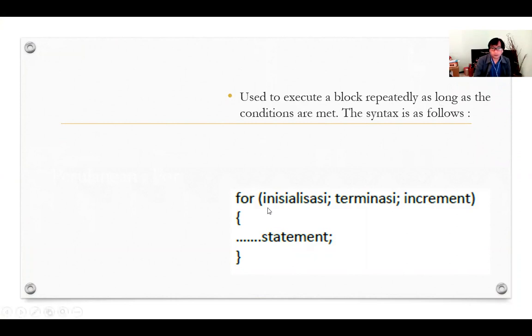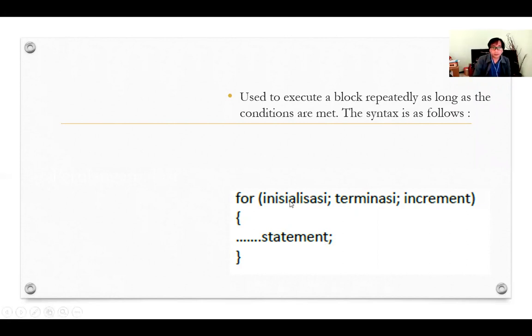A for block requires some conditions. The first condition would be initialization, the second would be termination, and the third would be increment. These are mandatory parameters required for having for looping.